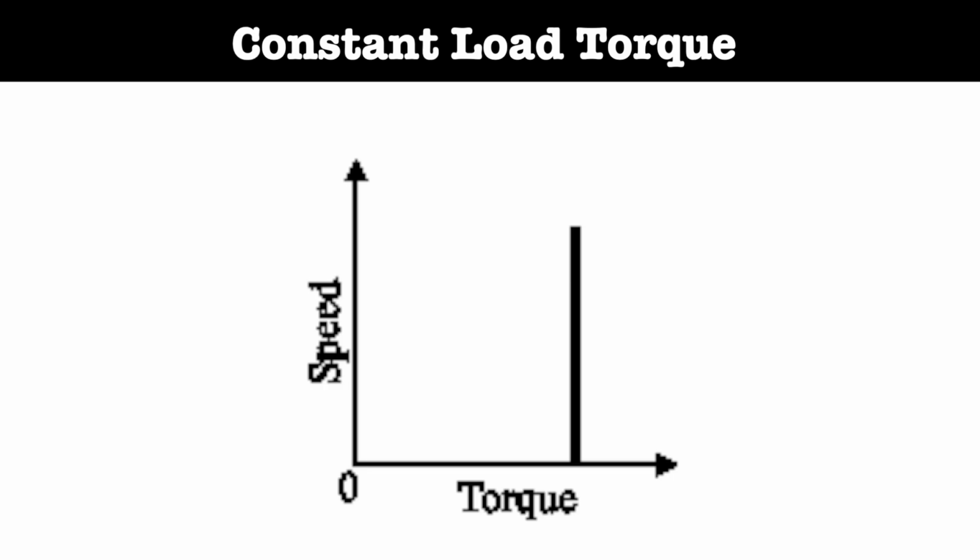At low speeds, the windage torque is negligible. Therefore, net torque is mainly due to gravity, which is constant and independent of speed. We can say that a paper mill drive is an example of it, and you can see the characteristics shown.